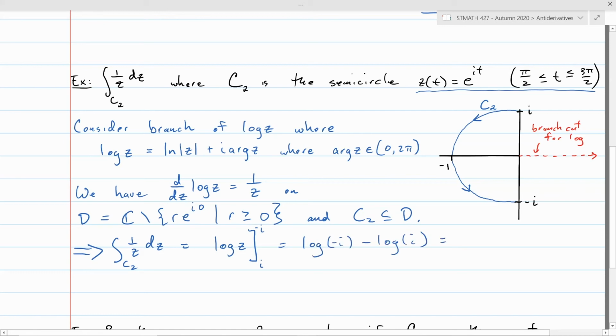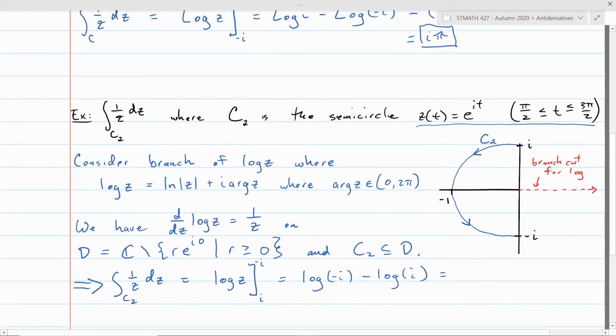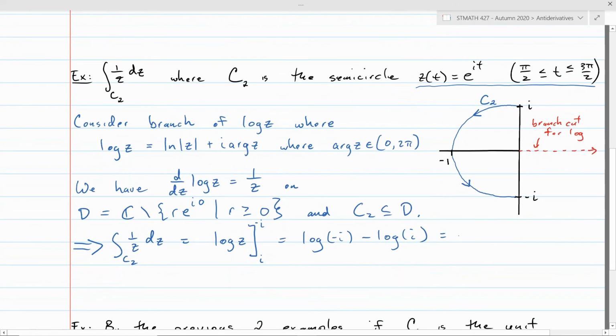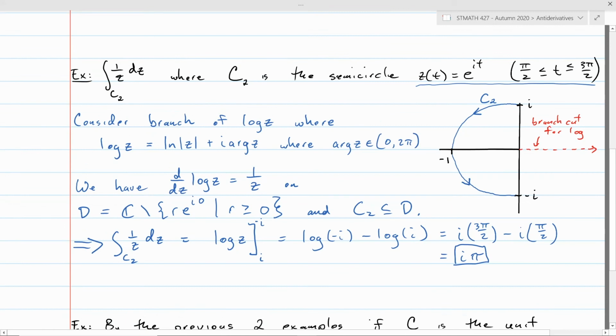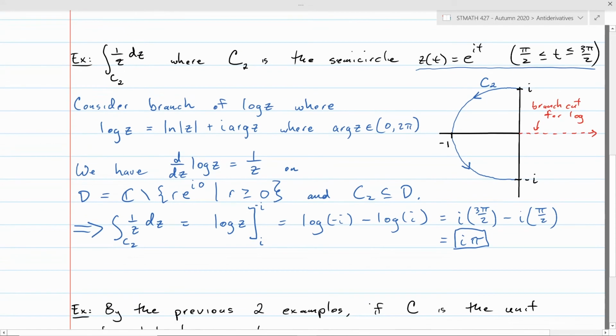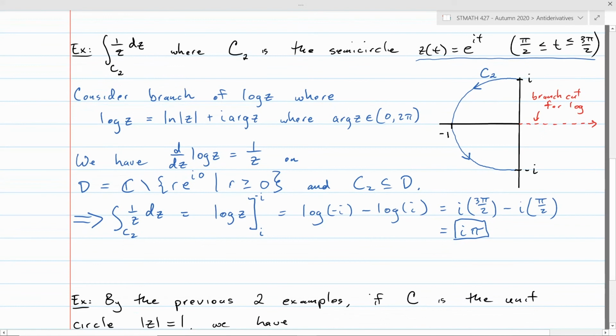Similar to how we did the computation before, at both of these endpoints the modulus is 1, so the natural log part is 0. So we're just going to get i times the argument of negative i. But now we're picking our angle between 0 and 2 pi. So for negative i, we get 3 pi over 2 for our argument, minus, and when we plug in i, the argument is positive pi over 2. So you end up with i times pi. Cool, so we're able to do that just by picking a branch cut that doesn't intersect our curve.